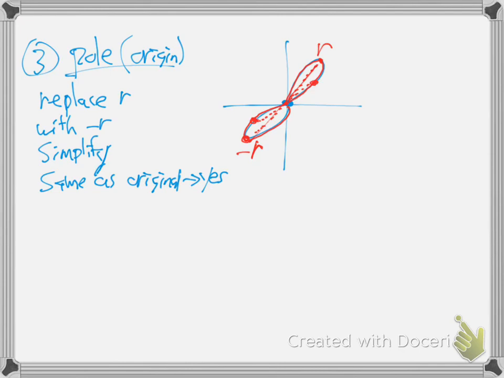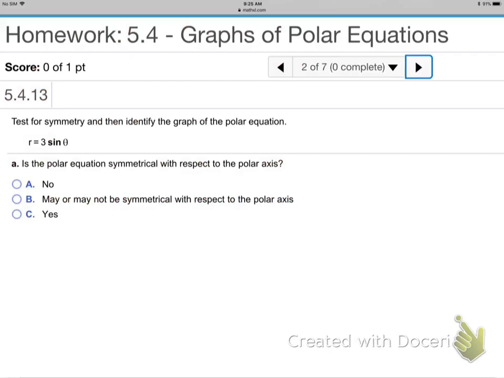So let's go back to our actual question now. So here we are. They're giving me r equals 3 sine theta. They want me to do the 3 tests. So first test, is the polar equation symmetrical with respect to the polar axis? Polar axis is the x-axis. How do we do that test? Negative theta.